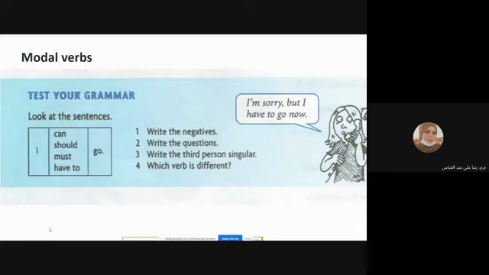Today's lecture is about modal verbs. محاضرتنا لهذا اليوم تتكلم عن الأفعال الناقصة. Look at this table. We have these verbs: can, should, must, and have to. We call them modal verbs, and they are followed by what?